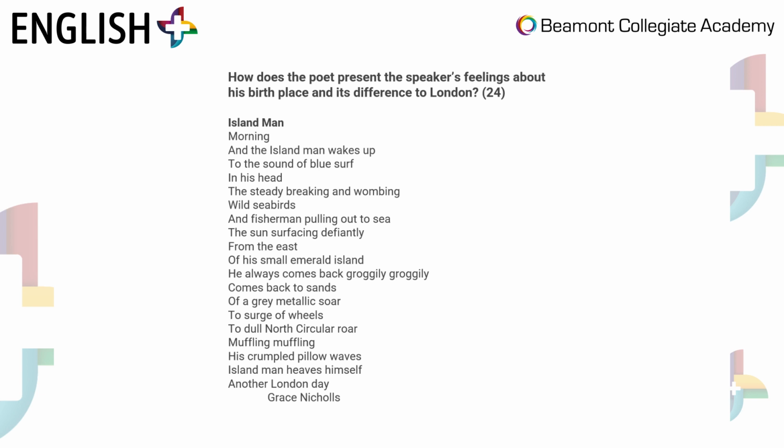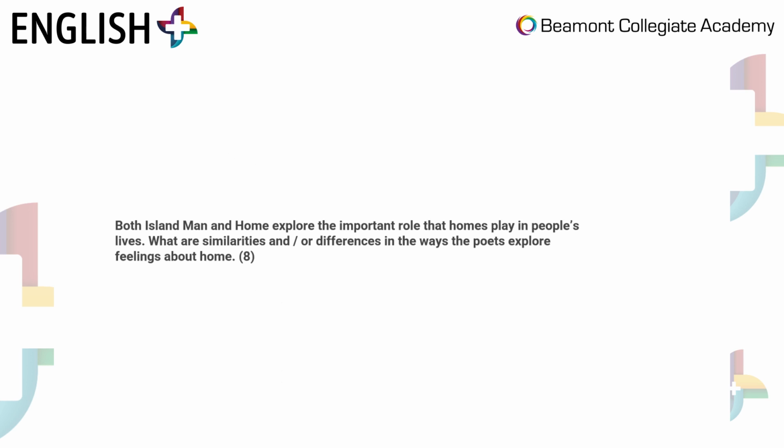And then, of course, he feels very different about London. He describes it as grey, dull. He has to heave himself up. Another London day. The title unlocks the poem. Then you'd have the 8 marker. Both Island Man and Home explore the important role that homes play in people's lives. What similarities and differences in the ways the poets explore feelings.